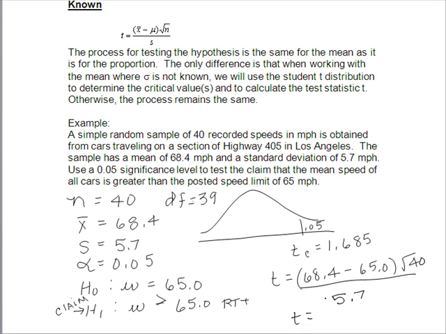So that means here's our critical region. There's 1.685. So we're way out here. So we're going to reject the null hypothesis because we are in the critical region.